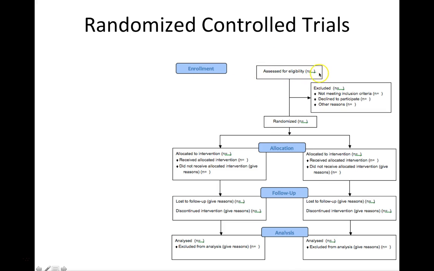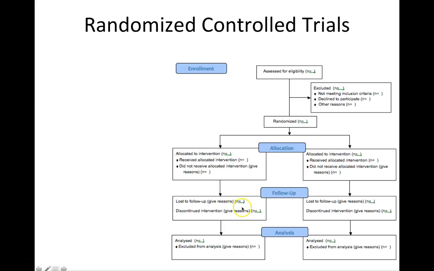So in the enrollment stage, we assess people for eligibility in our trial. We always want to make sure we know who was included and who was not included. And then we examine the number of people who are randomized. So who was randomized to our intervention, who was randomized to multiple interventions, to a control group, for example, who actually received the intervention, who did not receive the intervention, and why didn't they receive the intervention.